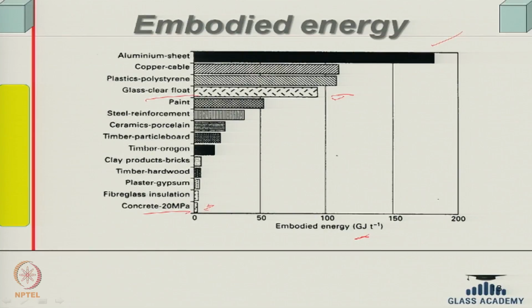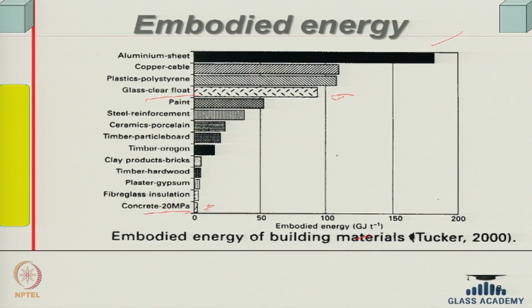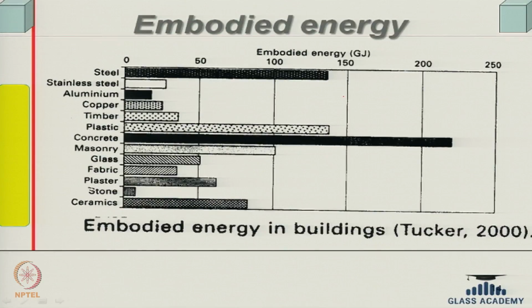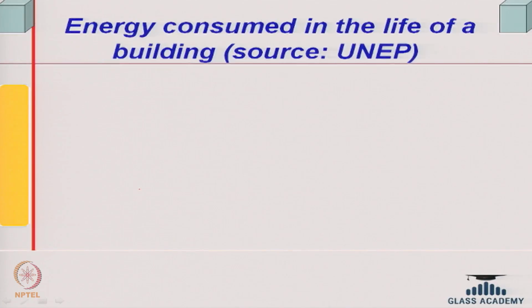But when you look at a typical building, this is from Tucker's 2000 data, you find this is the major component, and glass is somewhere there, steel is there. Why? Because of the quantum of concrete used in buildings, all over the world, in terms of gigajoules in a typical building, there is a large quantity of concrete, while the other materials used are less, although per ton embodied energy is more. Anyway, this is one issue. So, you have to see that the embodied energy of the envelope material is relatively low.